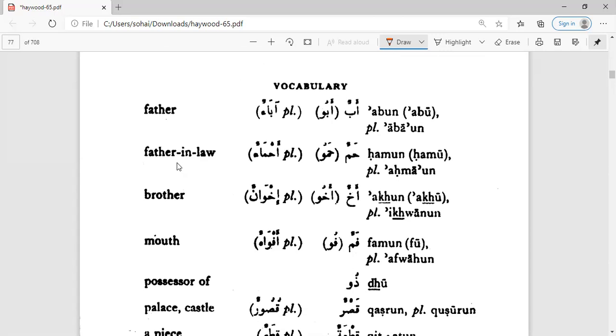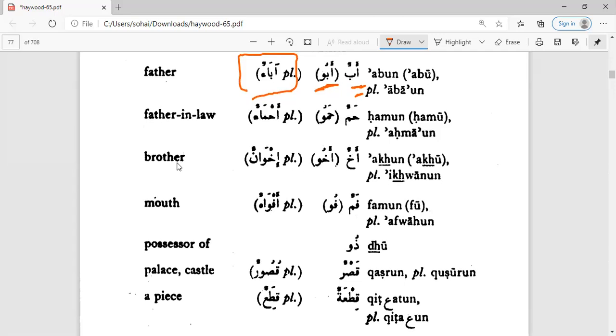And here we have vocab. Abun means father, and in brackets he has Abu to indicate that it's one of those five nouns: Abu in the nominative when it's mudaf, Aba when it's accusative, Abi when it's genitive, and the plural is Abaun. The plural is normal, it doesn't change. Same for Hamun, father-in-law, Ahmaun, plural. And same with Hamu, Hama, Hami when it's mudaf.